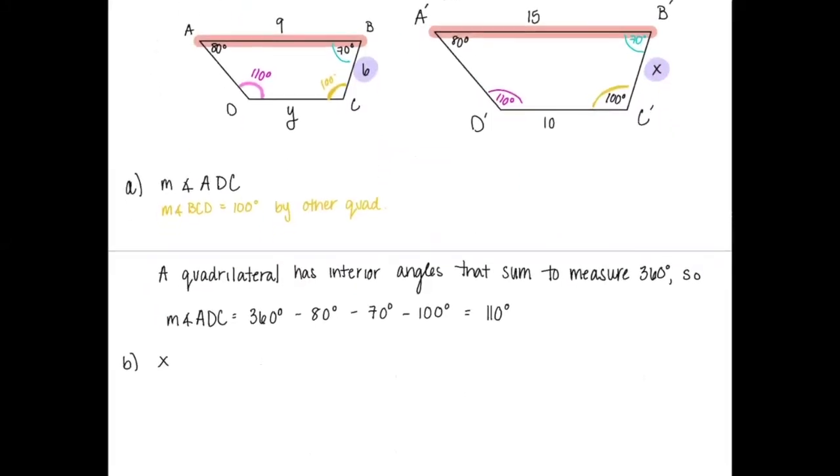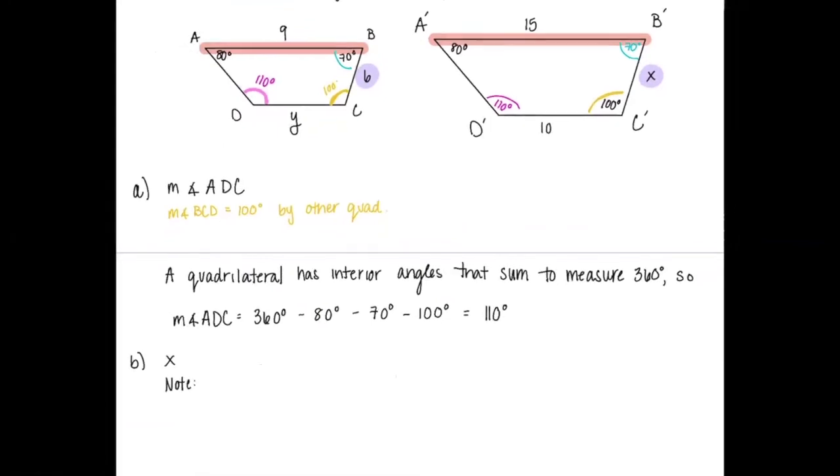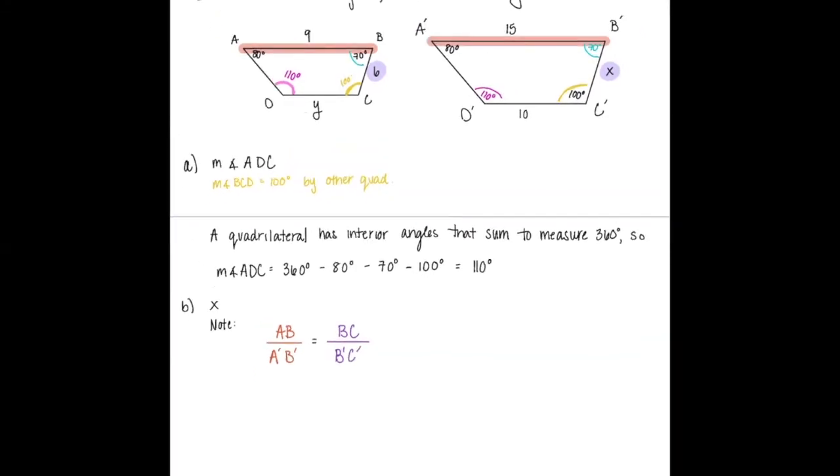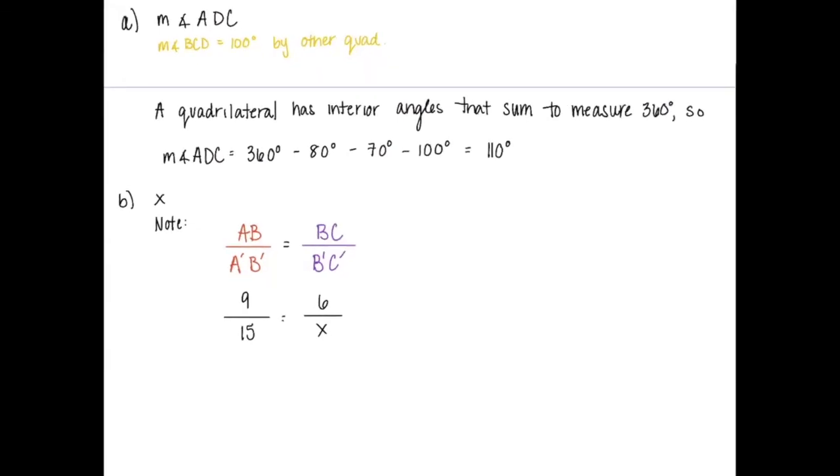So instead, we're going to note that if I take side AB and divide it by its like figure on the other side, which is A prime B prime, it better equal my corresponding sides over here, which is side BC to side B prime C prime. So filling in those pieces, side AB is 9, A prime B prime is 15, BC is 6, and our unknown side is X. So basically, I have to solve this equation for X.